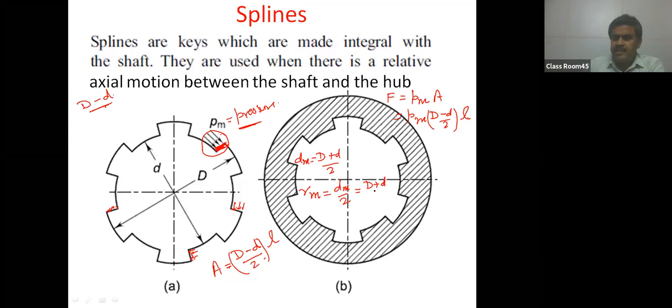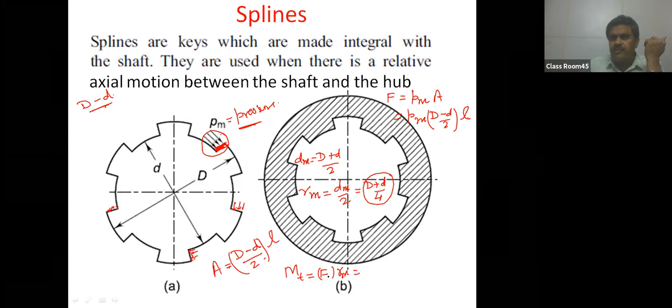So it is d plus d by 4. So d plus d by 4 is the mean radius. So if I multiply force by the mean radius, then I will get the torque. So torque is nothing, it is the multiplication, the product of force and mean radius.